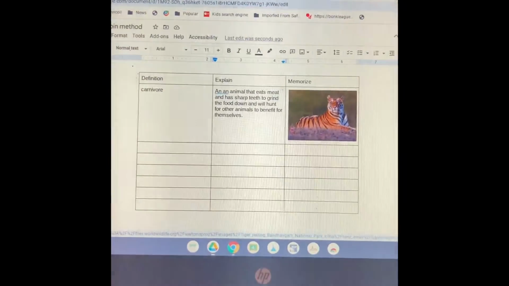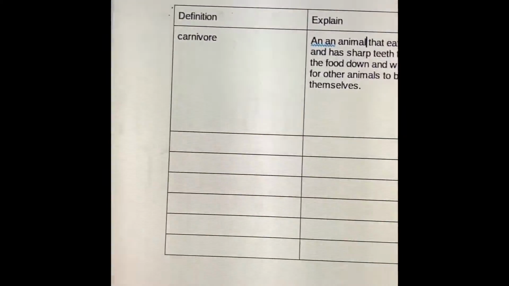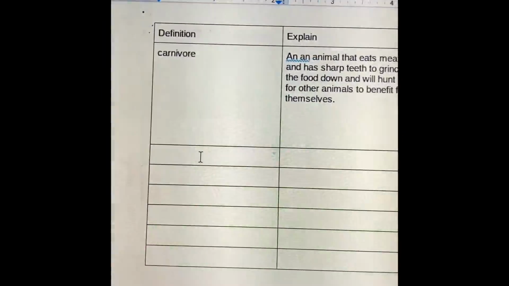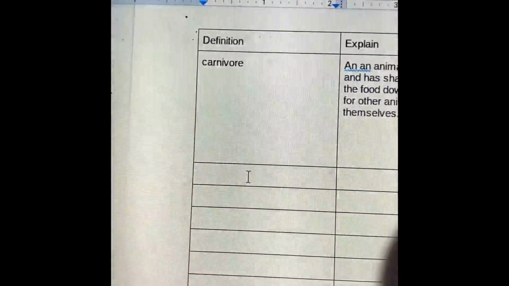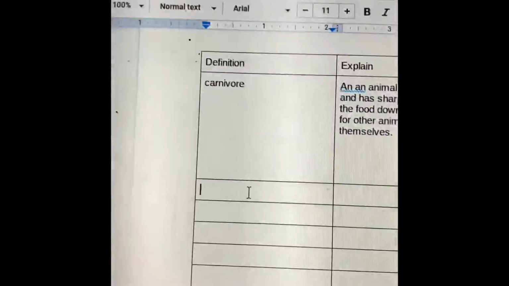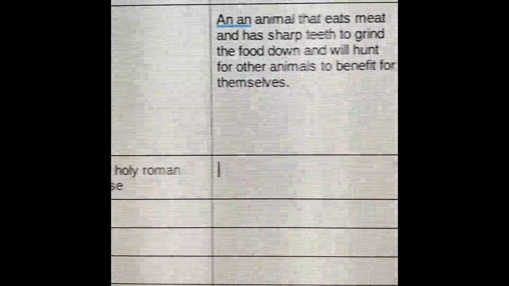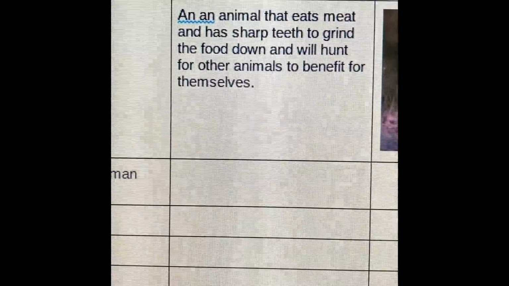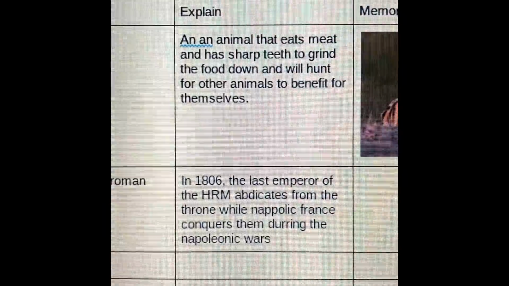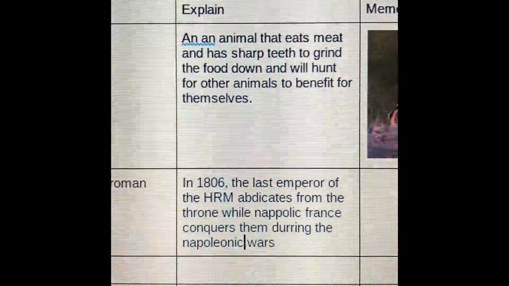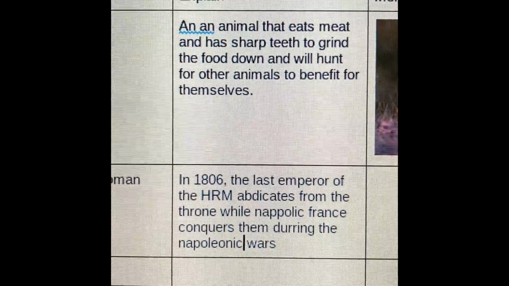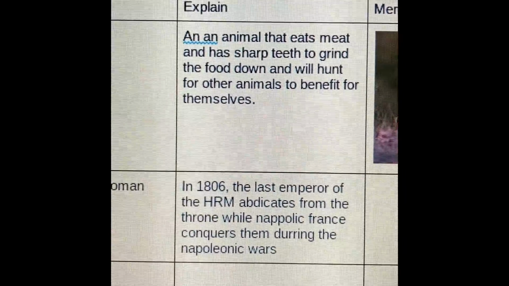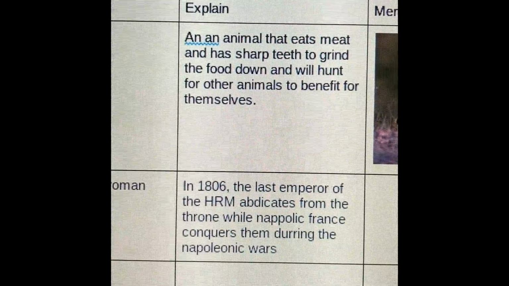If we're in social studies and our teacher asks us a definition question, how did the Holy Roman Empire collapse? We're going to put that in right here. After that, we have to explain how the Holy Roman Empire collapsed. This is what we wrote. In 1806, the last emperor of the Holy Roman Empire abdicates from the throne, while Napoleonic France conquers them during the Napoleonic Wars. So we explained the definition.